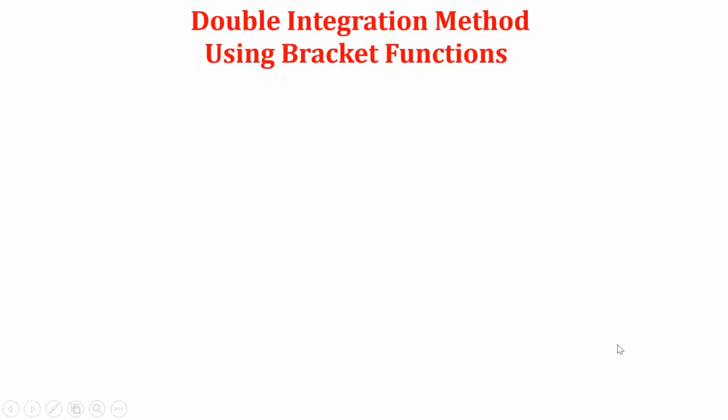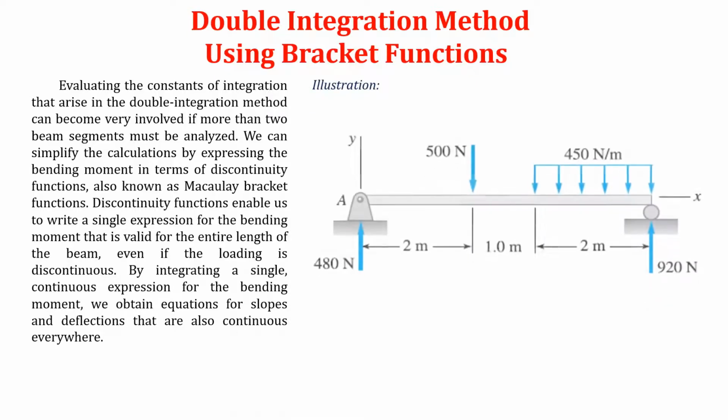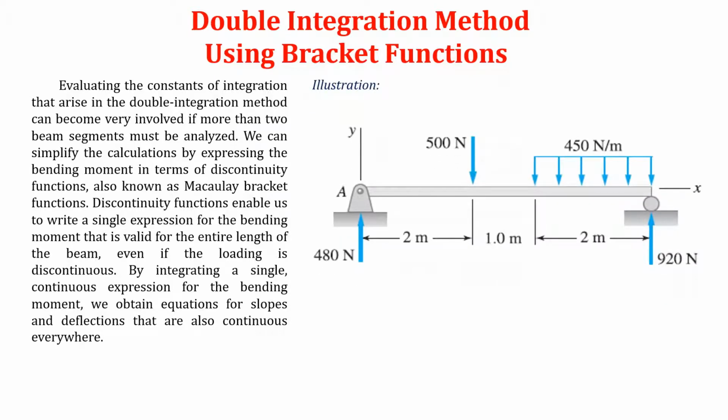Okay, let's move on to the double integration method using bracket functions. Sometimes the structure or the loading is not limited to only one span. Sometimes there are many, for example, this one. The load is not continuous. From this interval to this interval, there is no load, and then there is a load, then no load, and then there is a load. So if our figure looks like this, it is not simple, just one piece.